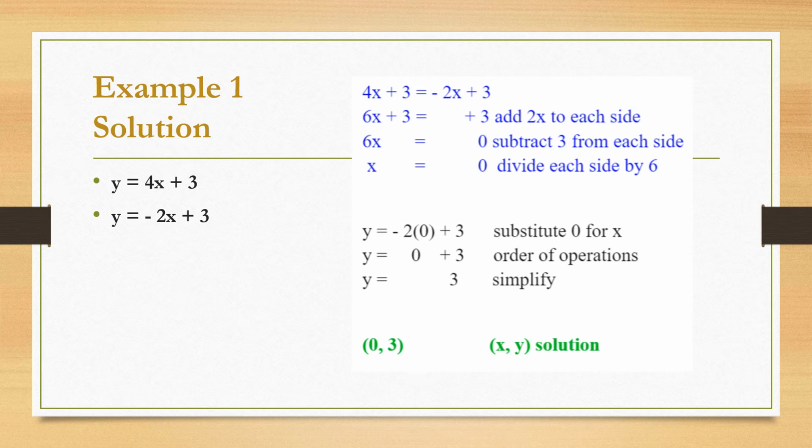Here are the steps for solving that equation to get x equals 0. You have not finished solving the equation until you get the x value and the y value. Substituting 0 into either of the original equations, it's your choice, whichever one you prefer to use, you will get y equals 3. I use the second equation. So the solution, the xy values are 0, 3.